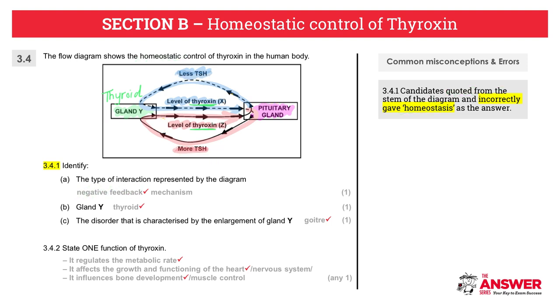Then gland Y, we've already determined is the thyroid. The disorder that is characterized by the enlargement of gland Y. So this is not stated anywhere. This is asking you to remember knowledge that has been studied. The disorder where the thyroid gland enlarges is called goiter. And then question 2 asks to state one function of thyroxine, so any one of them that you've studied. It regulates the metabolic rate, it affects the growth and functioning of the heart or even the nervous system, or it influences bone development or muscle control.